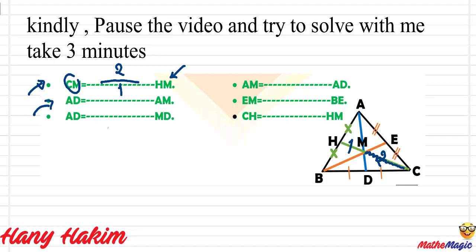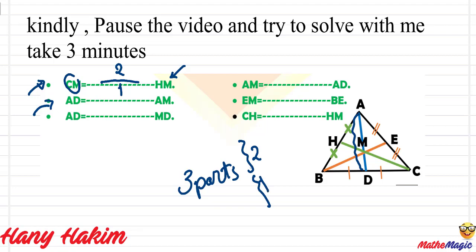Next example. AD represents the median, which represents 3 parts of our ratio, because the top represents 2 parts and the bottom represents 1 part, so the median represents 3 parts of our ratio. AD represents 3 parts, AM represents 2 parts, so the ratio between them is AD, 3 parts, in the numerator, and 2 represents the part of AM.